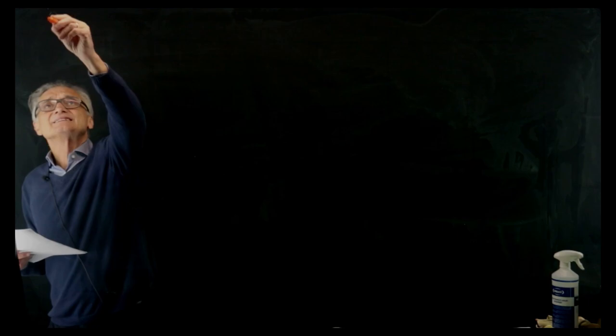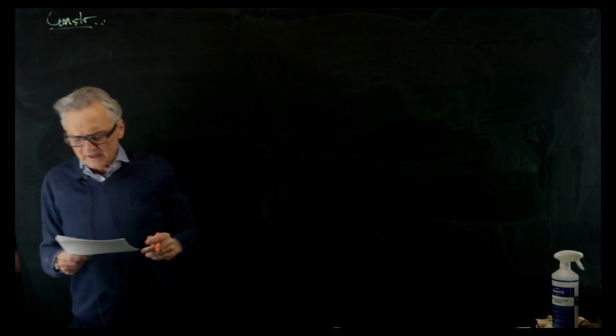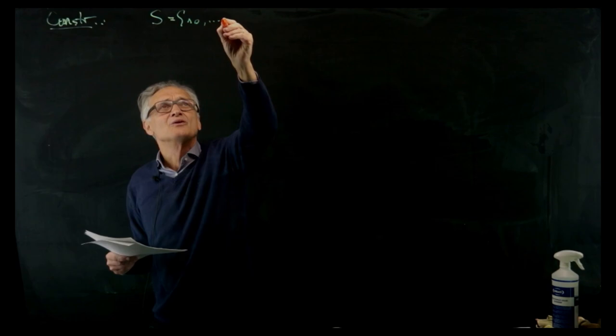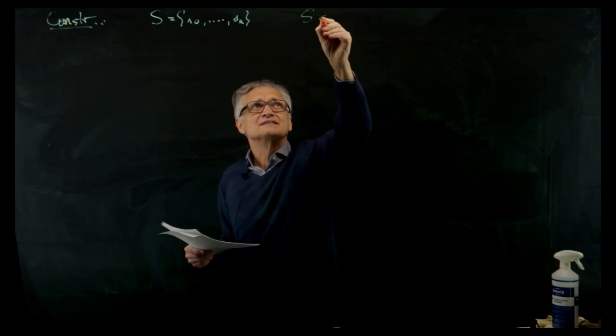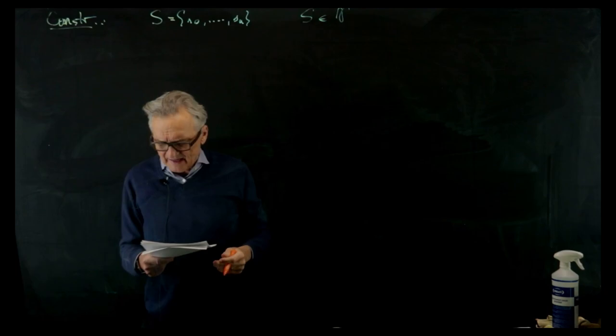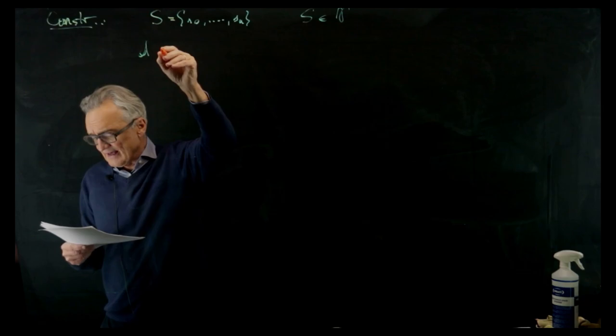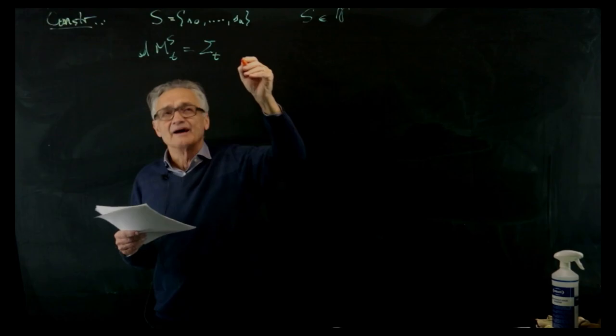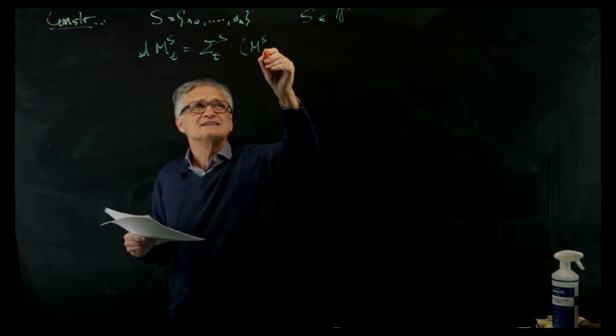So let's start the construction. We do the same thing which we did in the one-dimensional case. So again, we have our finite partitions, S0 to Sn. S is the set of all these finite partitions, which is ordered by inclusion. And of course we have dM_S,t equal to sigma_t, and here I put an S of mu_S,t dW_t.